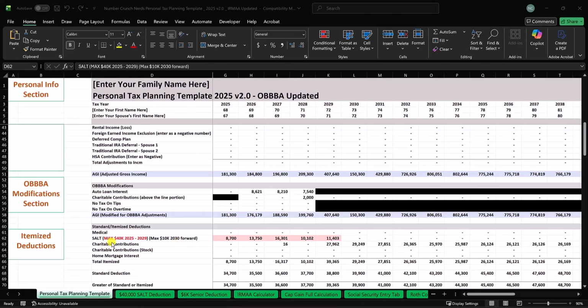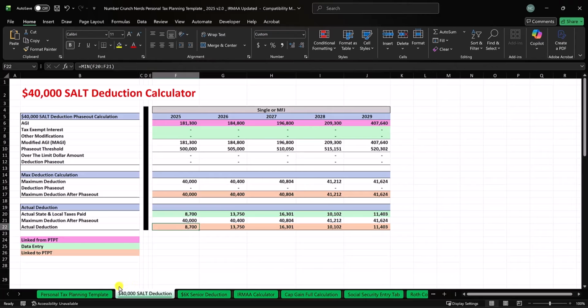So the question I have for you regarding this line, let's just take this $8,700 right here for 2025: where does this number come from? Now, if we click on this cell, which I have done, and we look at the source, it's coming from the $40,000 SALT deduction tab, in this particular case, cell F22. So let's go over to the $40,000 SALT deduction tab. There is cell F22 right here.